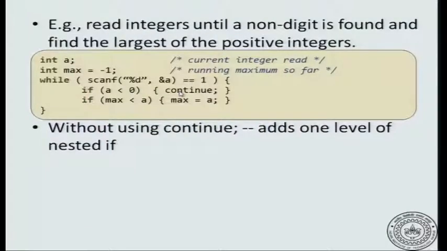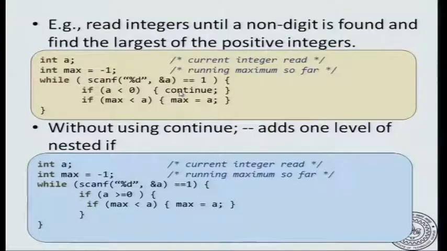Now, as in break, you can also write equivalent code without using the continue statement. So let's try to do that. And for doing that, all we have to do is make sure that the maximum is updated only if it is a non-negative number. Okay. So this says if it's a negative number, do not do the next statement. This says if it is a non-negative number, then update maximum if necessary. Okay. So it can be written with one more level of nested if.